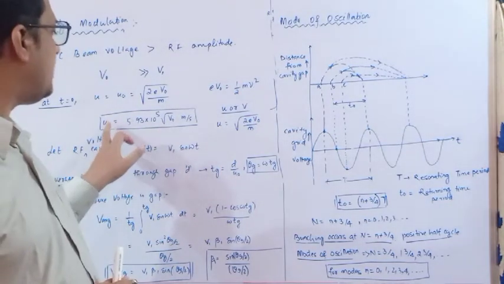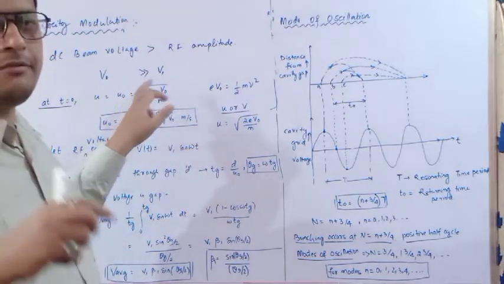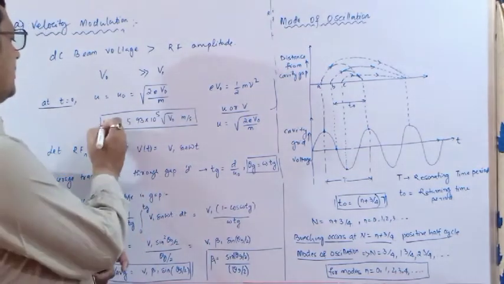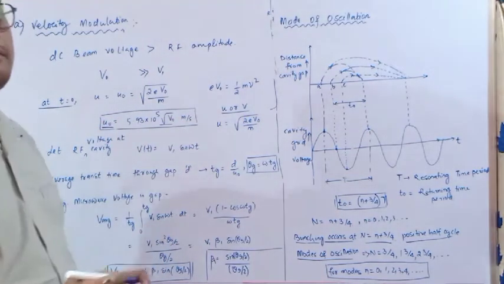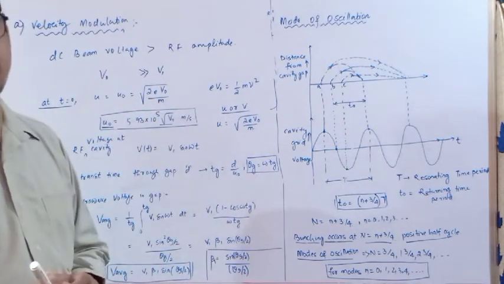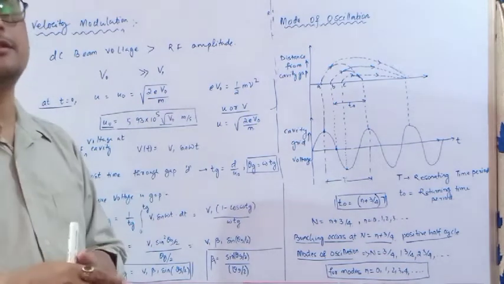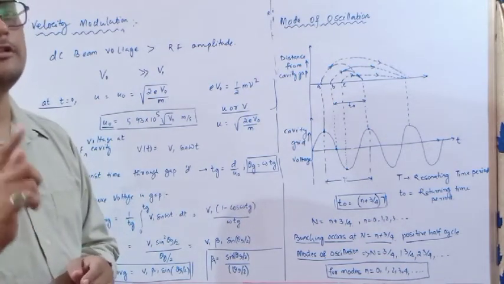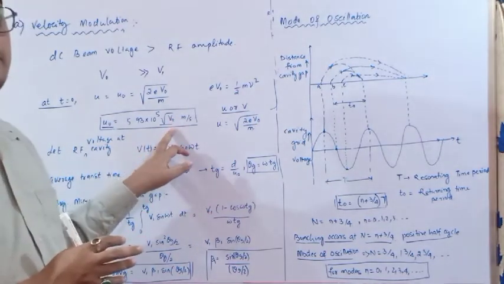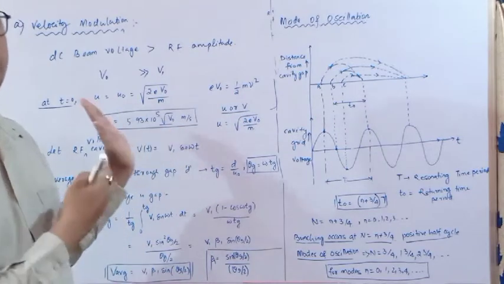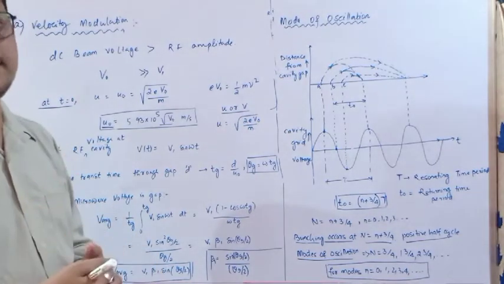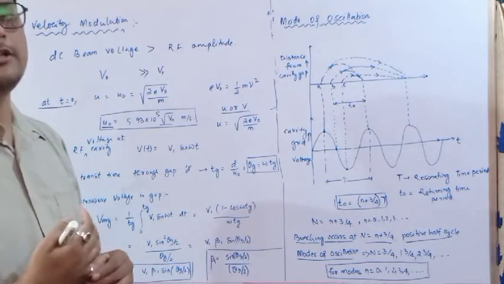Well, the initial velocity is u naught, but if you change the DC beam voltage, as you can see, u naught is directly proportional to root over V naught. So if the V naught value is changed, your velocity is also going to change. That means our reflex klystron is also called a voltage controlled oscillator. It controls with the help of a voltage. If I change the potential, if I change the voltage, the velocity is going to change. So this is called velocity modulation, and for this reason it is also called a voltage controlled oscillator.